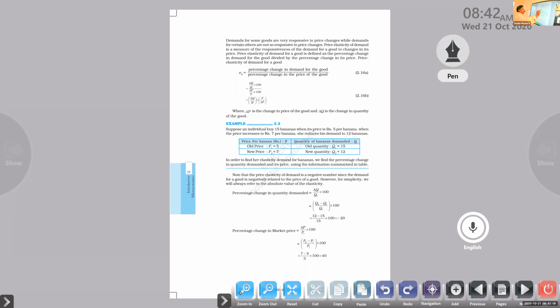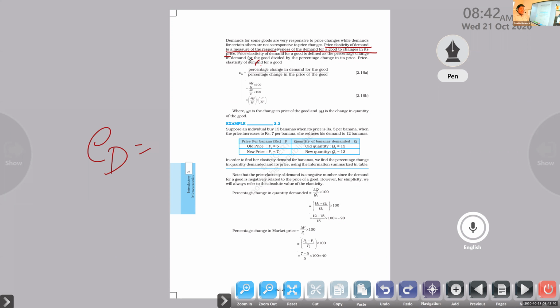Price elasticity of demand is a measure of responsiveness of the demand for the good to change in its price. Just underline that area. So if the price of a commodity is changing, definitely the demand for the commodity will change. We are able to calculate that with the elasticity of demand. It is always equal to percentage change in the demand for the good divided by percentage change in the price of the good. So both price and demand are connected.